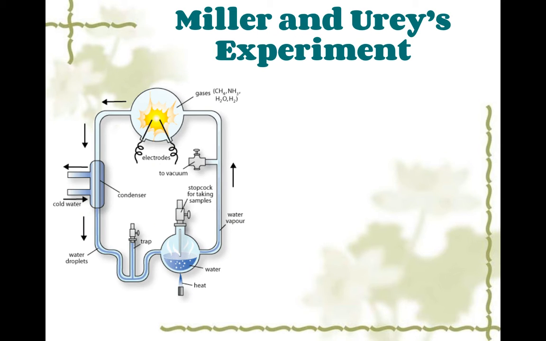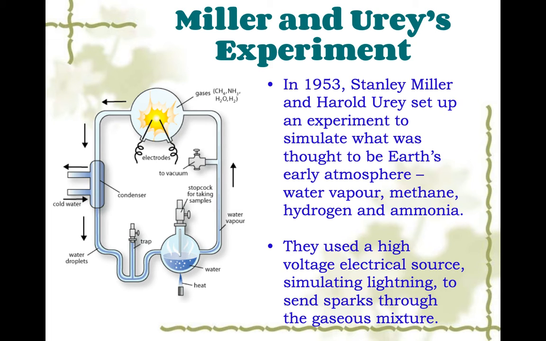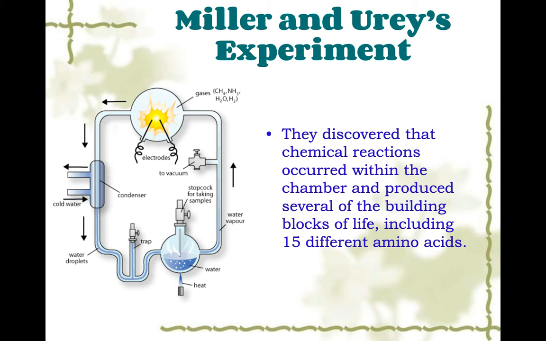molecules. We've talked about this experiment before, but in 1953, Stanley Miller and Harold Urey set up an experiment to simulate what was thought to be the conditions in Earth's early atmosphere: water vapor, methane, hydrogen, and ammonia. They used a high voltage electrical source to simulate lightning to send sparks through that gas. What they discovered is that eventually, over time, chemical reactions occurred within that chamber and produced several of the building blocks of life, including 15 different amino acids.